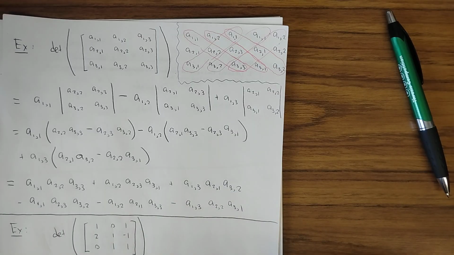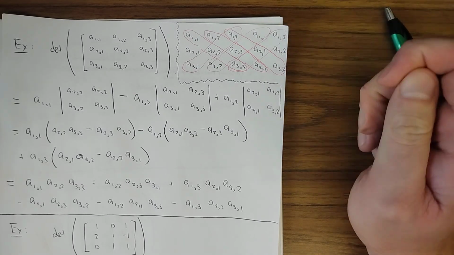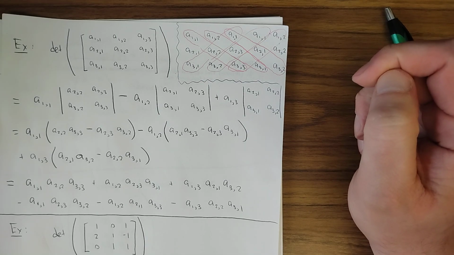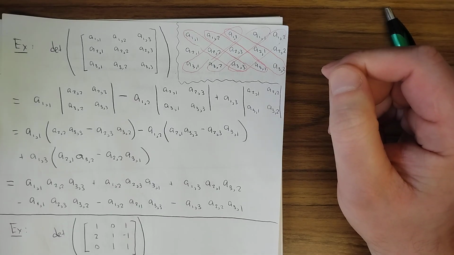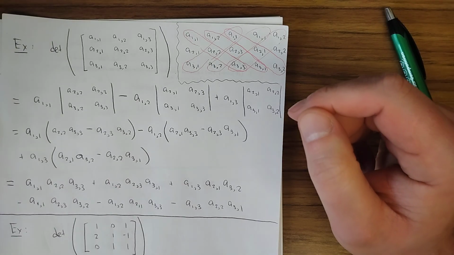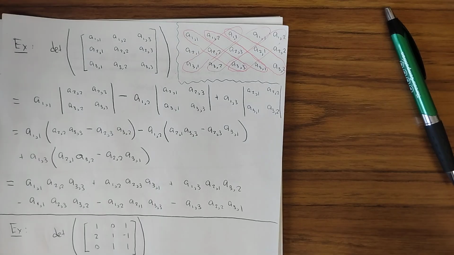So I would say that this is also worth knowing the shortcut for 3x3s, doing it this visual way. Unfortunately, for higher order matrices like 4x4, there doesn't really exist a nice visual way of telling you how to do 4x4s and higher. You kind of have to use the definition or some of the facts that we're about to learn about determinants.